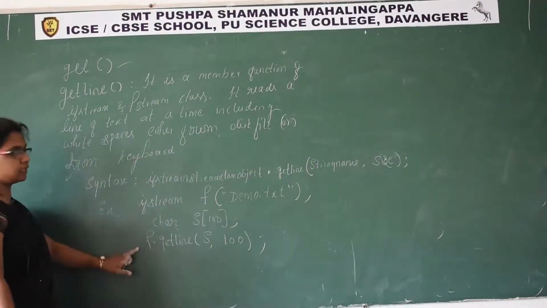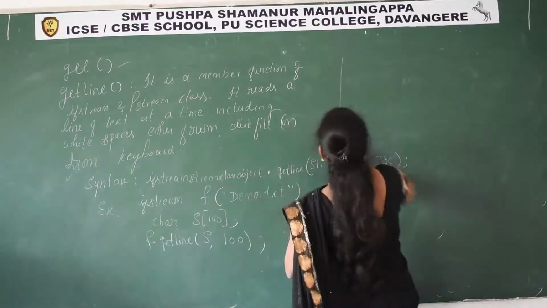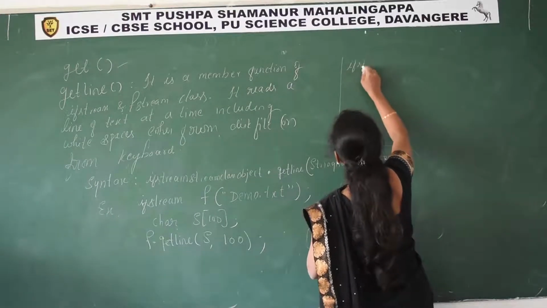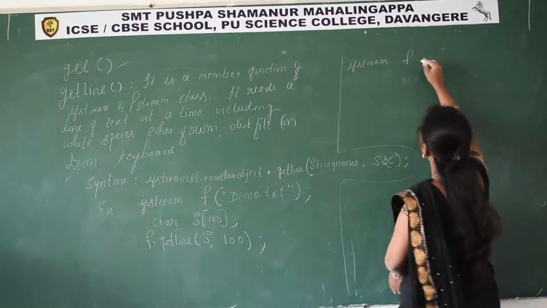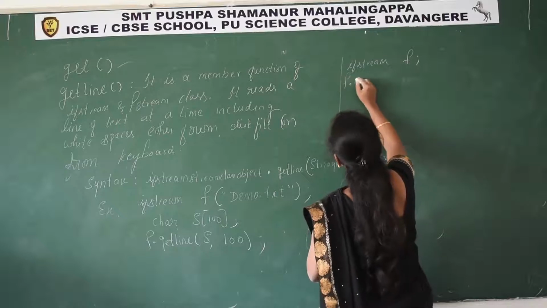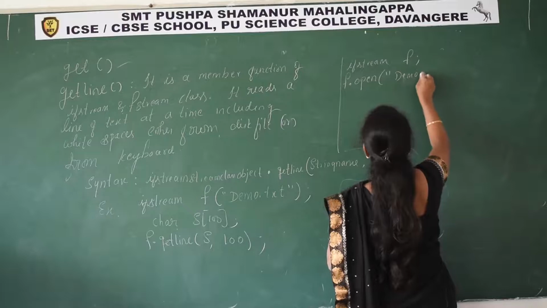This is a single line, and for a number of lines, ifstream f. Now I'll open the file using the open function method. f dot open demo dot txt.